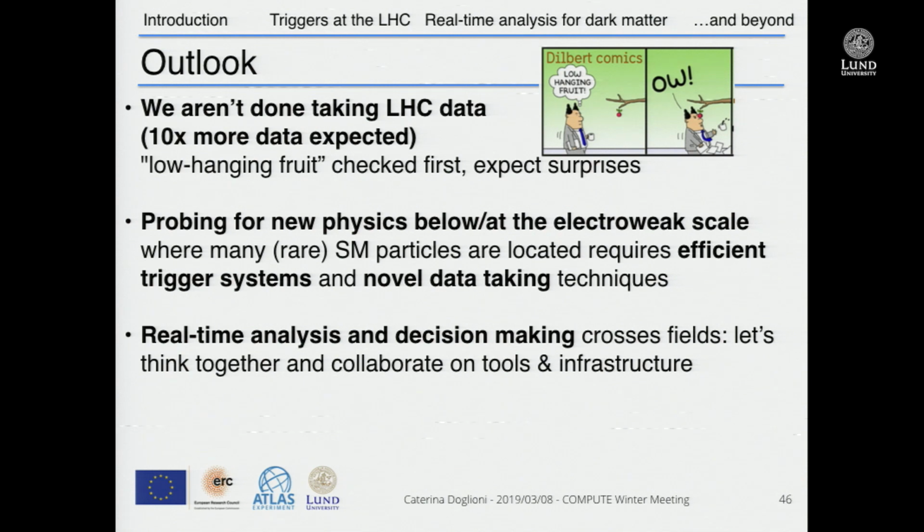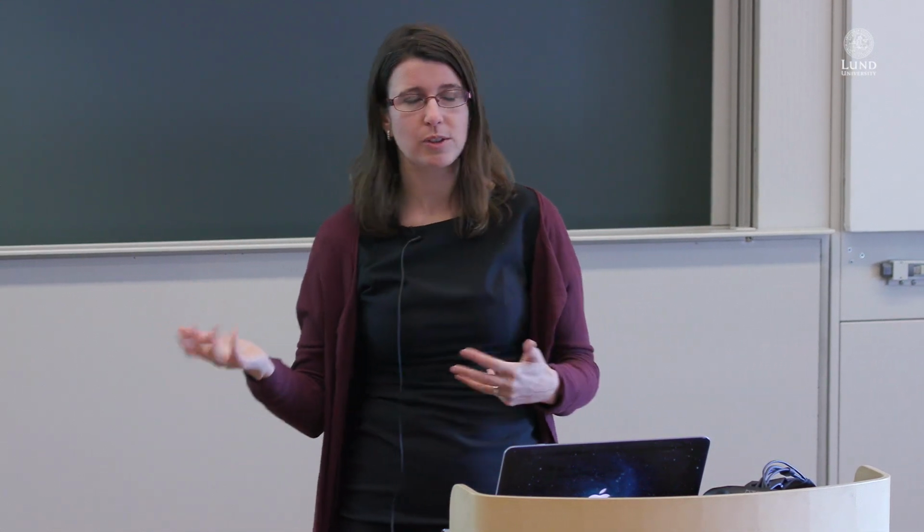So finally, we aren't done taking LHC data. We still have to take 10 times more data. So we have looked at the low-hanging fruit. If people say, well, the LHC hasn't found anything now, they will not find anything in the next 10 years. Well, I don't believe that, because low-hanging fruit can come and hit you in the eye. Probing for new physics at the scale that is quite important for the standard model, the electroweak scale, is important, because that's where the standard model particles are located. So maybe there are more particles, just more rare.